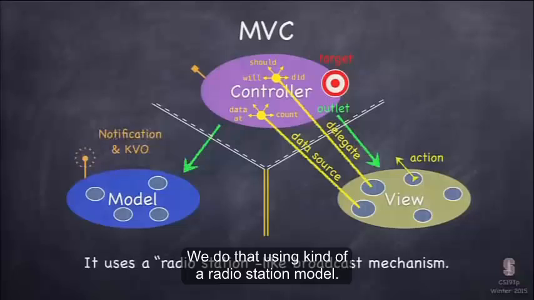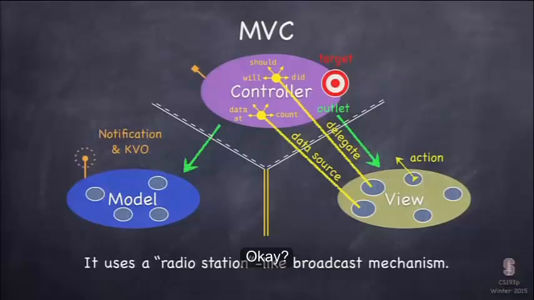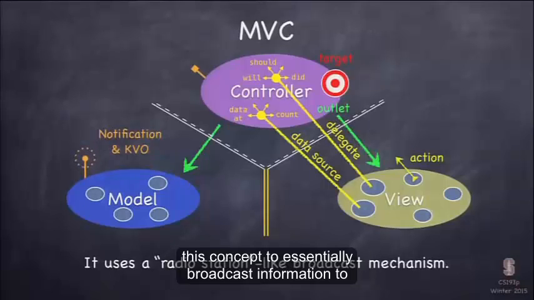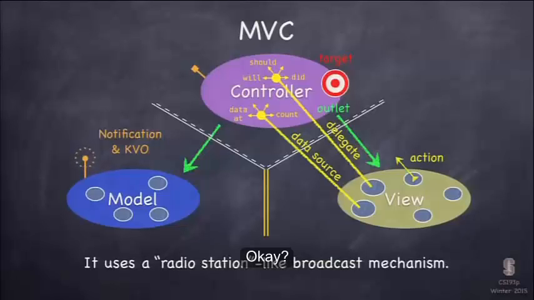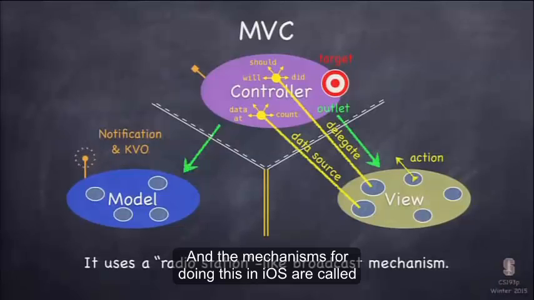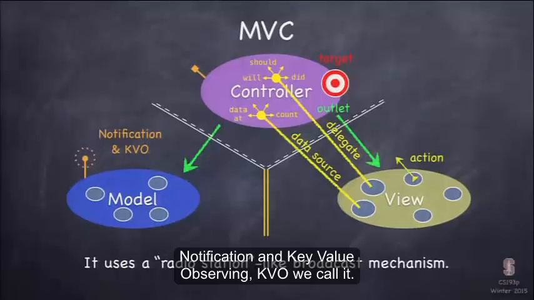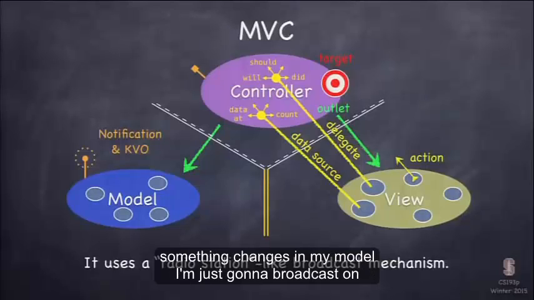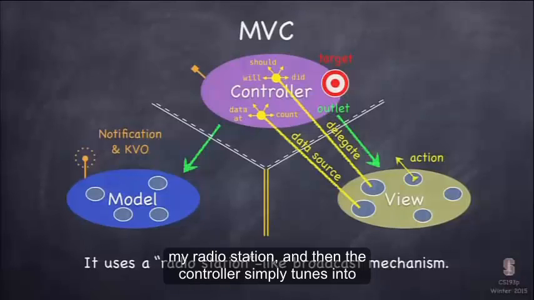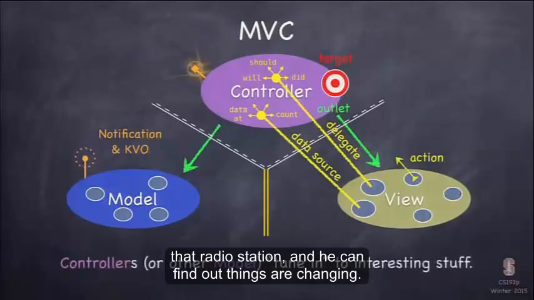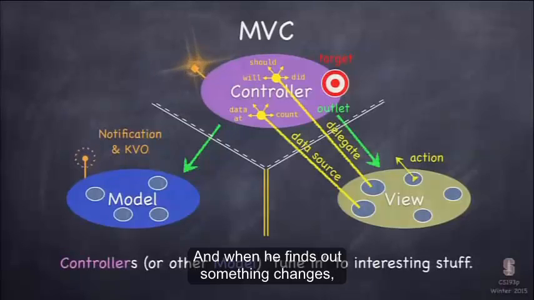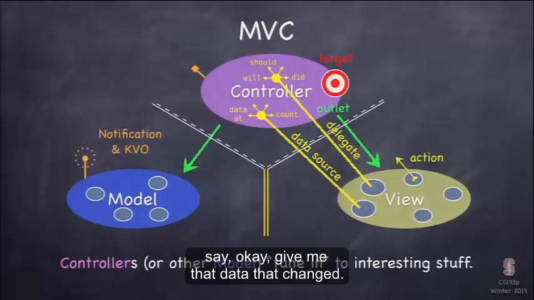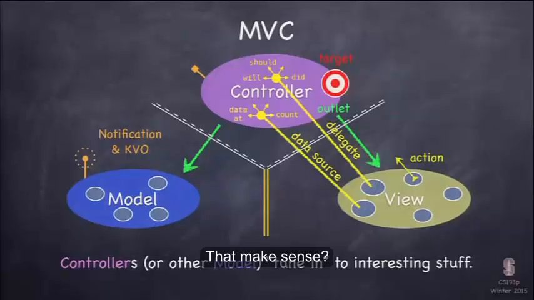We do that using kind of a radio station model. Okay? So the model will use this radio station concept to essentially broadcast information to anyone who's interested. The mechanisms for doing this in iOS are called notification and key value observing, KVO we call it. So the model can just say, anytime something changes in my model, I'm just going to broadcast on my radio station. And then the controller simply tunes into that radio station and can find out things are changing. And when it finds out something changes, it's going to communicate via its green arrow to the model and say, okay, give me that data that changed. Right? Does that make sense?